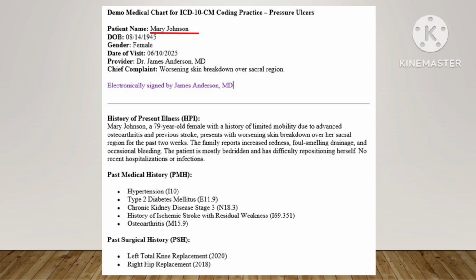Now let's check all this information on our sample chart. Patient name is Mary Johnson and date of birth is August 14, 1945. Date of visit is the 10th of June 2025 and this note is signed by James Anderson, MD. So, we have checked that we are reviewing the correct patient information. In real time you need to compare the patient information with the home health agency documents like OASIS.